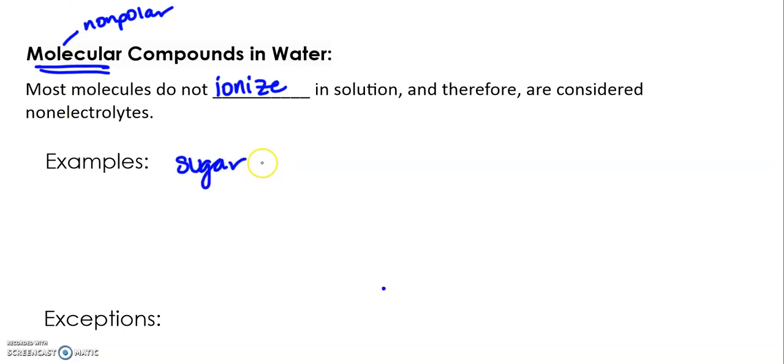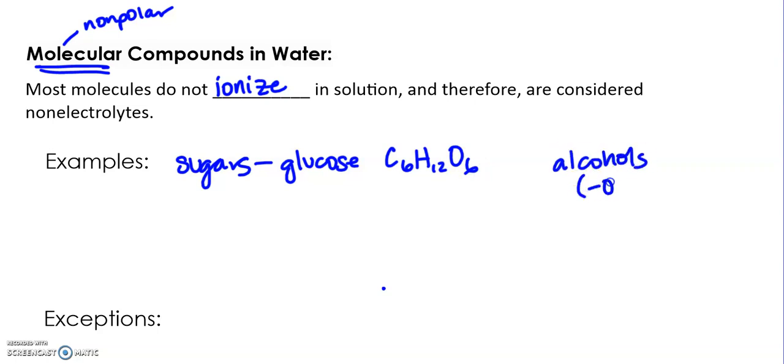So pretty much all sugars. Like glucose, there's sucrose, fructose, dextrose, all kinds of sugars. So we had this example. Other examples are things like alcohols. So anything with a hydroxide group at the end, like methanol, CH3OH. These would not ionize, so they would be the non-electrolyte example.